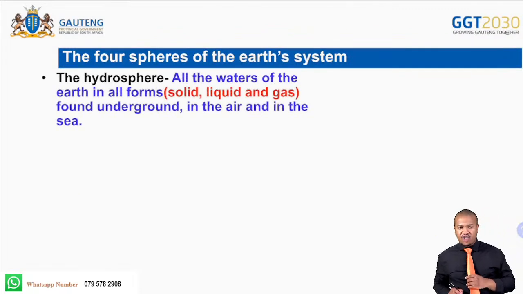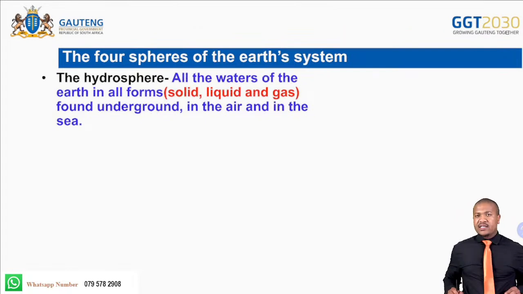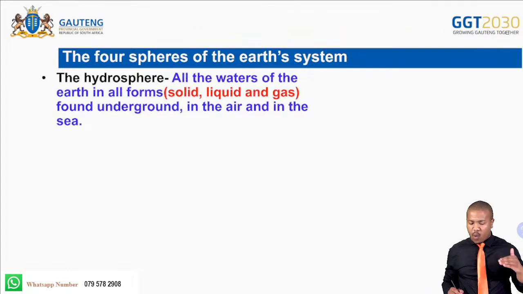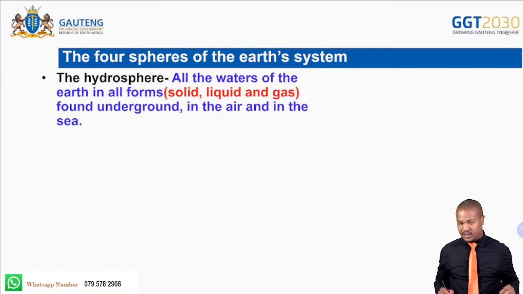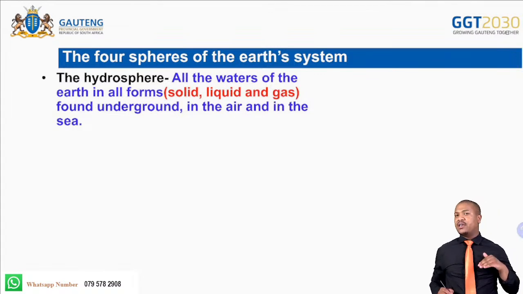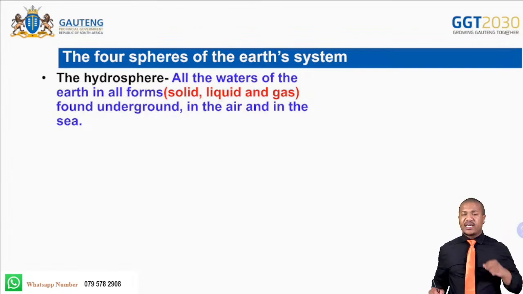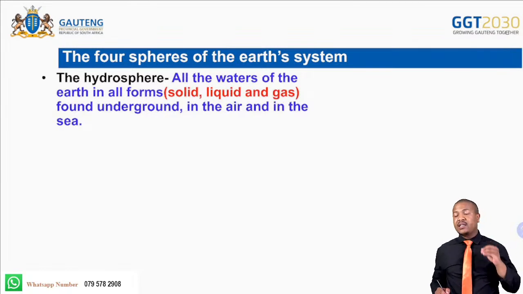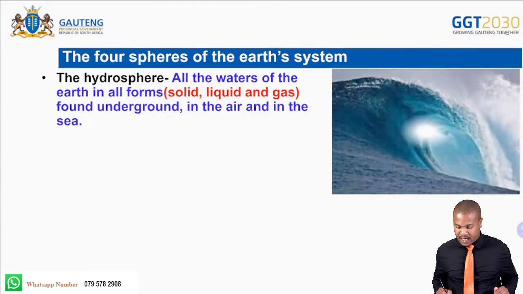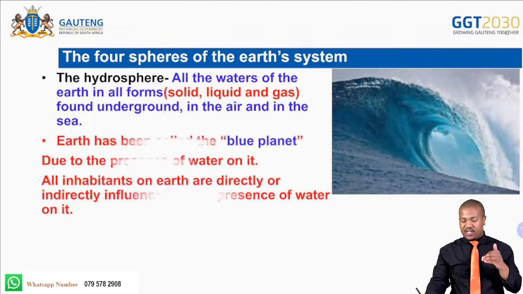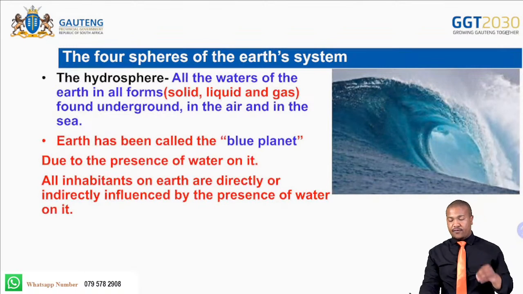Now let's move on to the hydrosphere. The hydrosphere is all the waters of the earth in all its forms. We're talking about water in solid form as ice; we have glaciers in some mountains. We have liquid in our oceans, and gas when our oceans evaporate. They're also found underground and in the air in the form of water vapor.